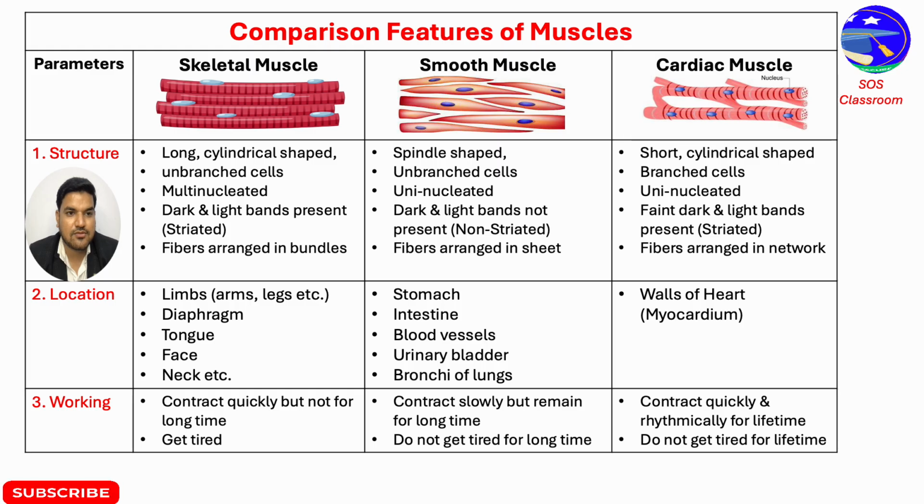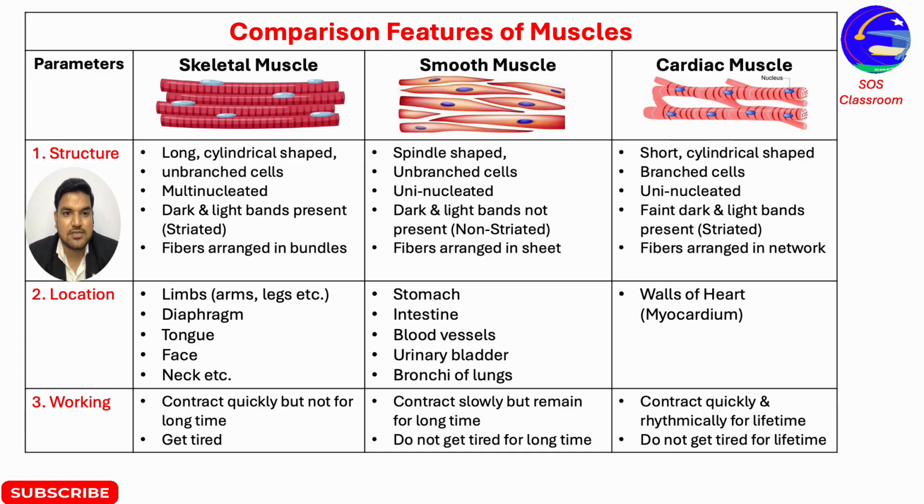Multinucleated means more than one nucleus is present in the skeletal muscles. Dark and light bands present, that is called striated. So you can see dark and light bands present on the skeletal muscles. So this is called the striated muscles. And fibers are arranged in bundles. So these are the different types of fibers arranged in bundles.